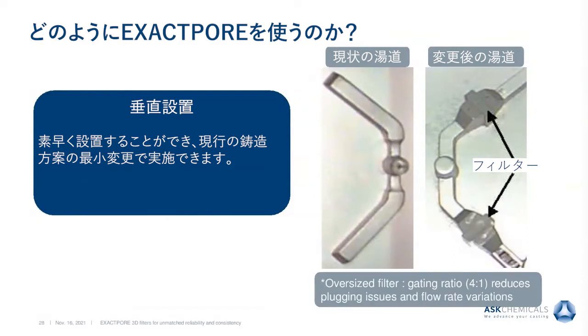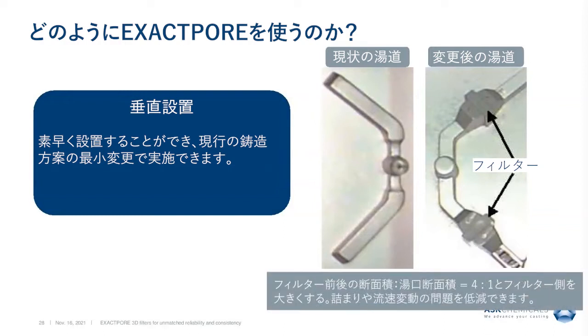An advantage of a vertical system is that it's easy to do trials. The two right images show a before and after of a runner system that wanted to do tests with filters. A filter blank can be applied to the runner system, which is oversized to reduce plugging issues and any flow rate variations. The gating ratio for these trials is typically 4:1. The filters can then be placed into the runner system. Test castings can be produced and then reviewed.